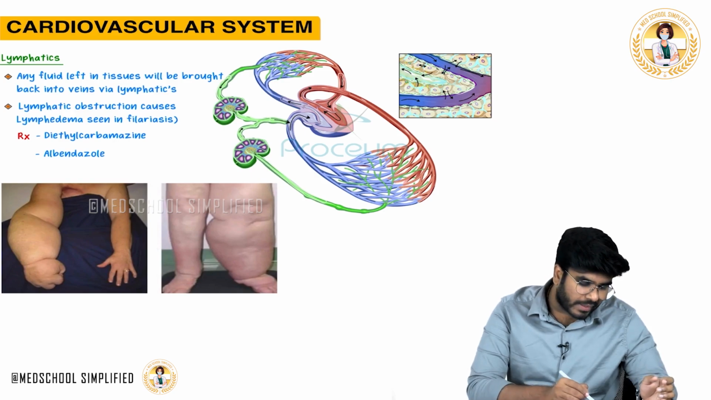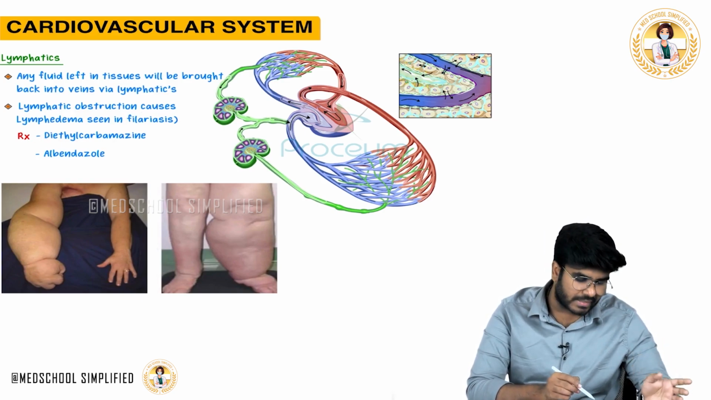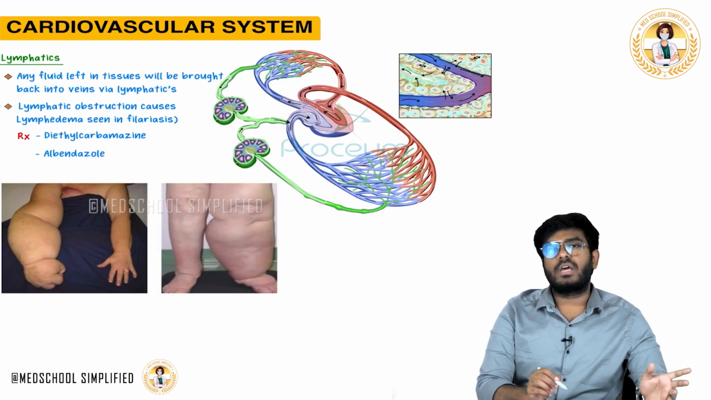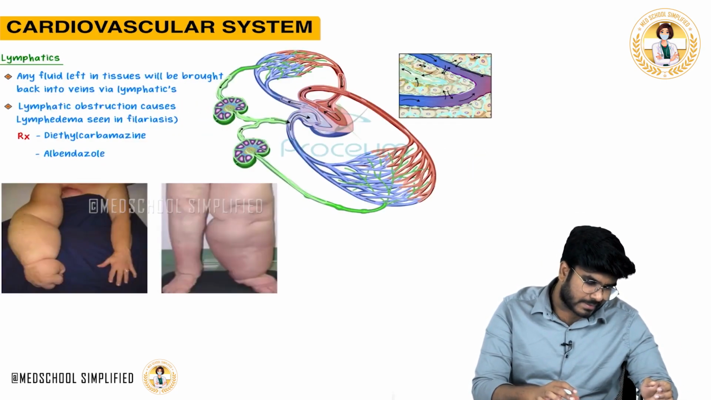And what is the treatment of filariasis? I recently asked an MCQ. The treatment of filariasis is diethylcarbamazine. Diethylcarbamazine is a drug which is used to treat filariasis, as well as you can use albendazole. So albendazole and diethylcarbamazine are the drugs used to treat filariasis.